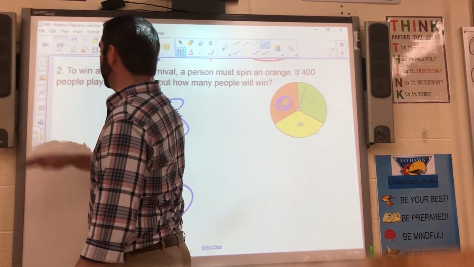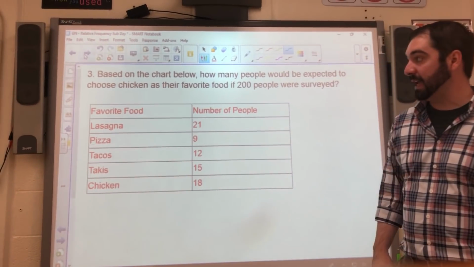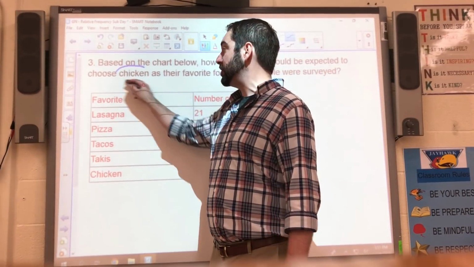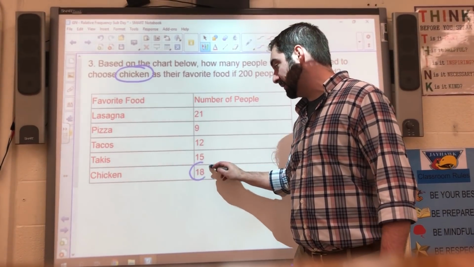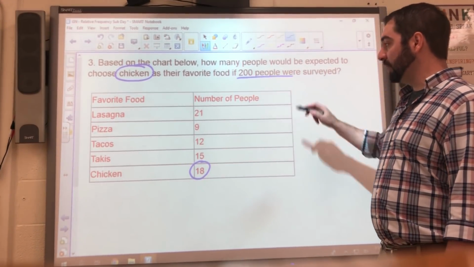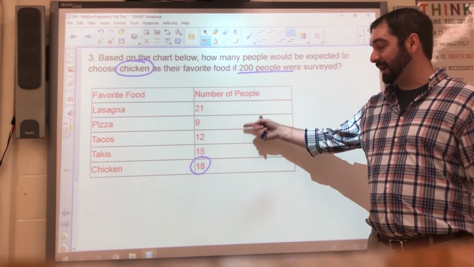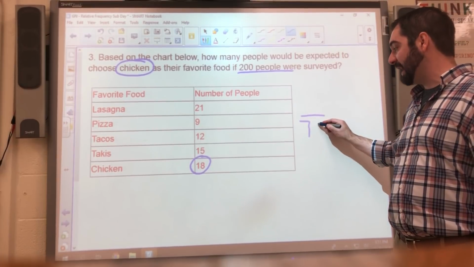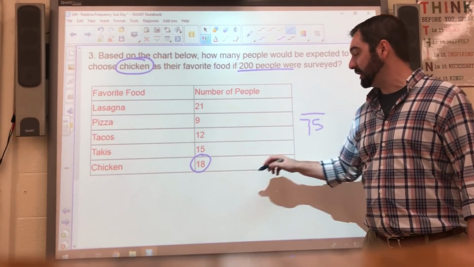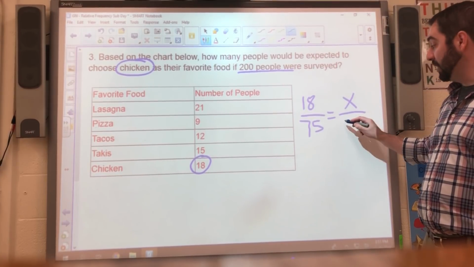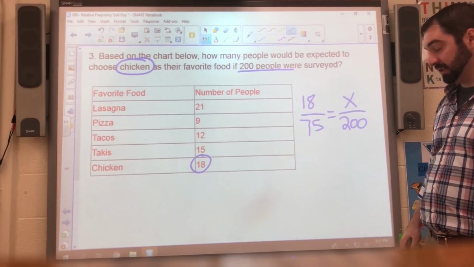And very last question to get your classwork. Again, we have a table. The first thing I might want to think to myself, well, what are we trying to find? We're trying to find chicken. So here's my answer that represents chicken. There are 200 people that are surveyed. This looks like the exact same survey. So again, if I added all these numbers up, I should get 75 again. How many people chose chicken? 18 people.